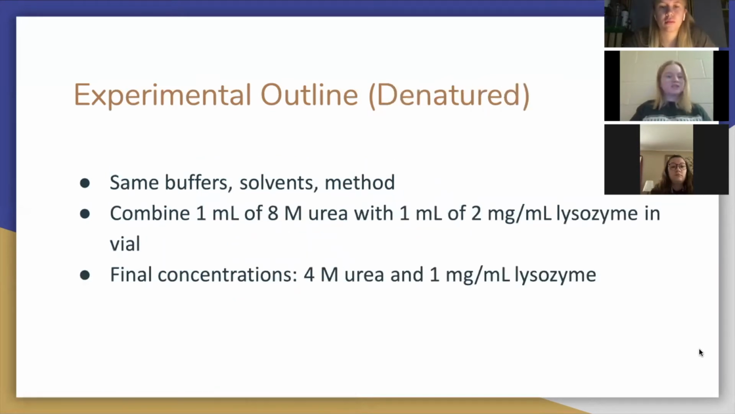Experimental outline for the denatured. The same buffers, solvents, and the same method. Combined with 1 milliliter of 8 molar urea with 1 milliliter of 2 milligrams per milliliter lysozyme in the vial. The final concentrations were 4 molar urea and 1 milligram per milliliter lysozyme.